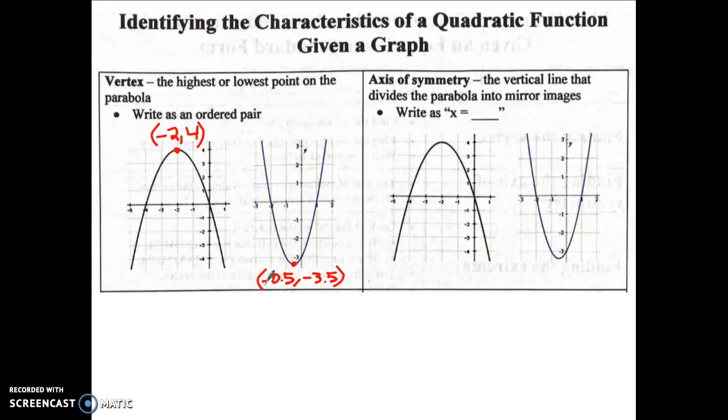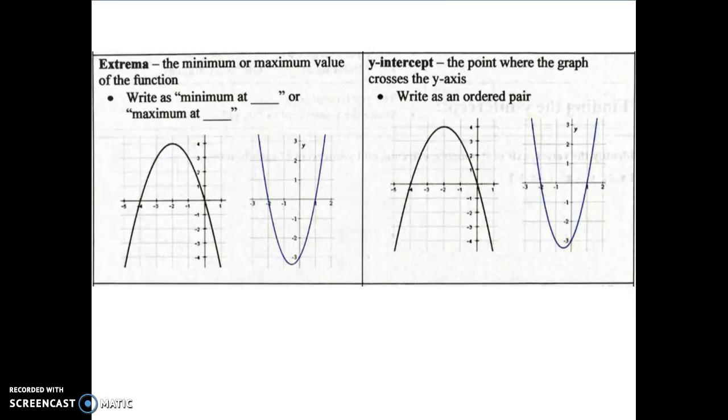So the axis of symmetry is written as x equals, and it's actually the x value of the vertex. So let's go ahead and draw our axis of symmetry, and mine definitely doesn't look perfect. And that would be the line x equals -2. And over here, our axis of symmetry is about right here. And that is the line x equals -0.5.